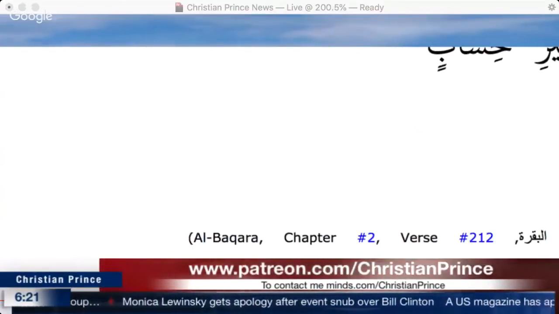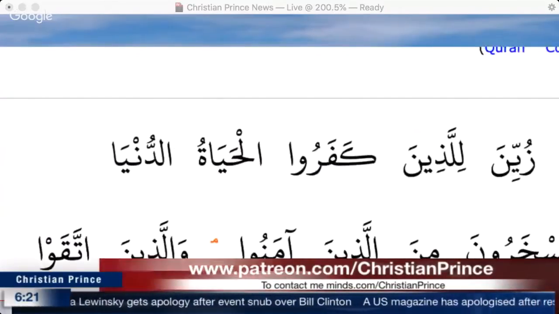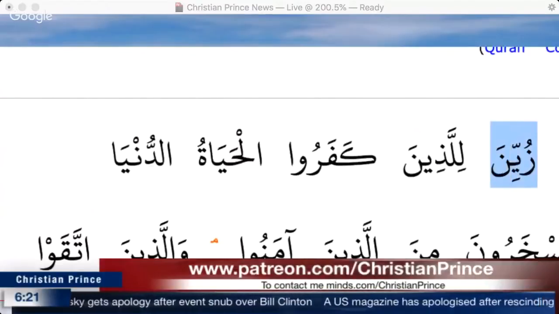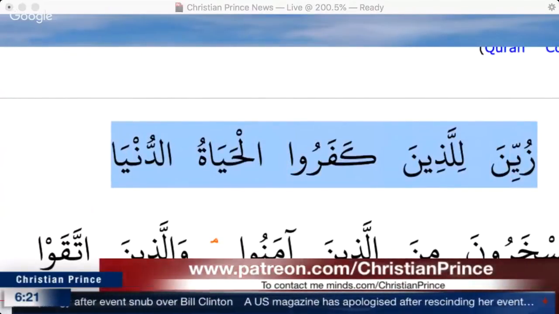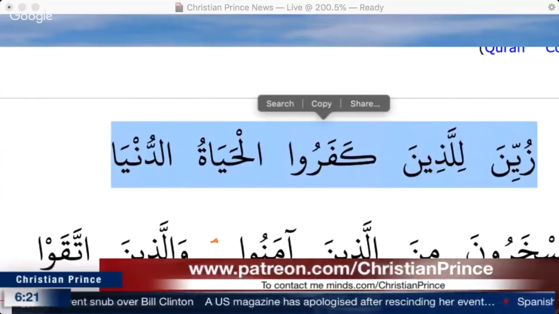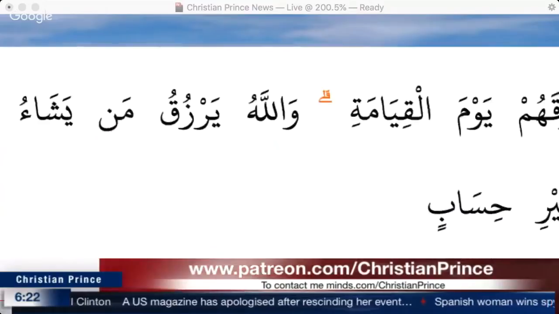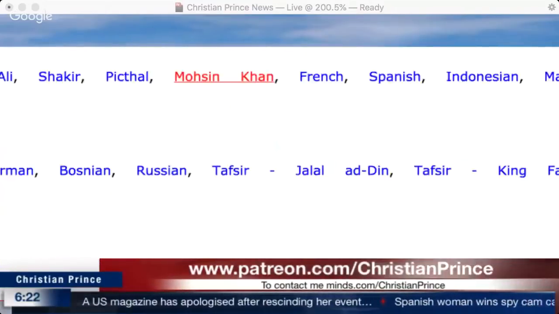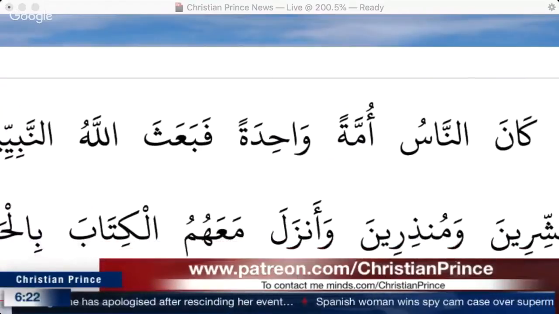Chapter 2, verse number 212. It says, it is beautified for those who disbelieve, the life. It's beautified by whom? By Allah. So successful people like Bukhari and Abu Dawood, Allah made them misguided, and Allah is the one who made them see things in a different way.